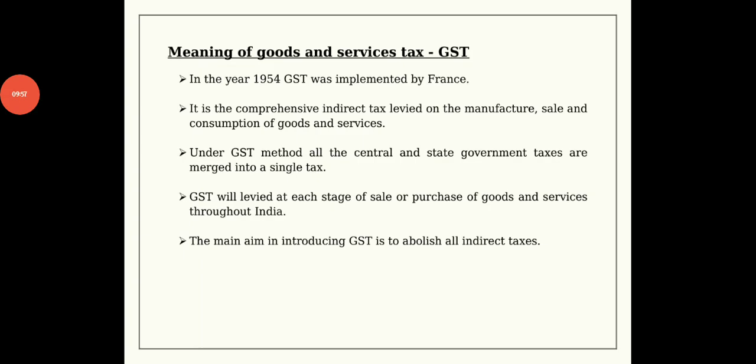Now see the meaning of GST. Here GST means Goods and Services Tax, as you already know. So meaning of GST: France was the first country to implement GST in the year 1954. And within 62 years of its advent, about 160 countries across the world have adopted GST because this tax has the capacity to raise revenue in the most transparent and neutral manner.